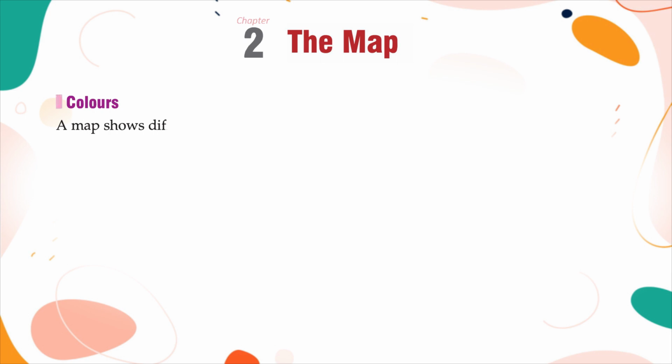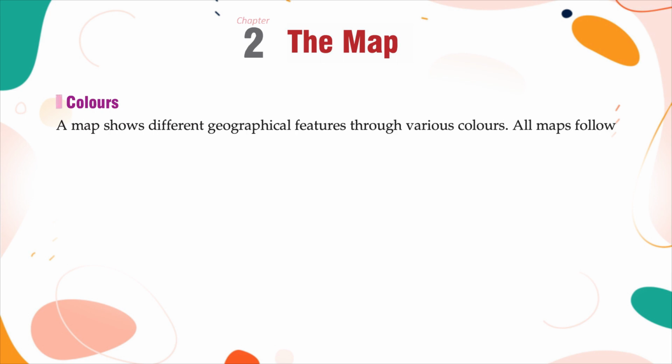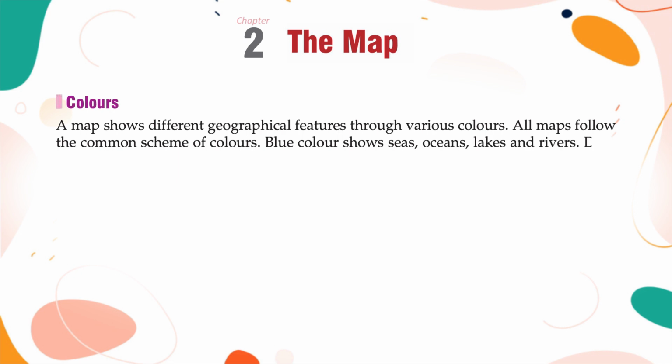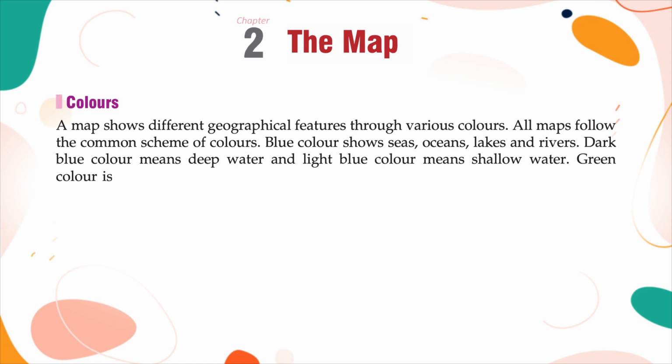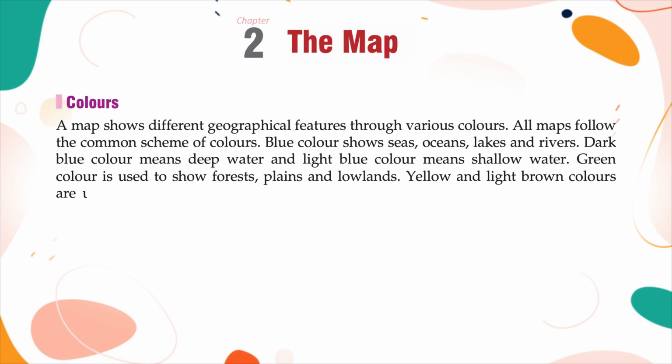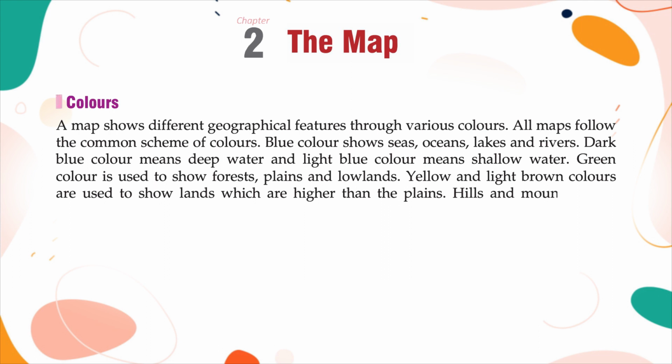Colors. A map shows different geographical features through various colors. All maps follow the common scheme of colors. Blue color shows seas, oceans, lakes, and rivers. Dark blue color means deep water, and light blue color means shallow water. Green color is used to show forest, plains, and lowlands. Yellow and light brown colors are used to show lands which are higher than the plains. Hills and mountains are shown in the dark brown color.